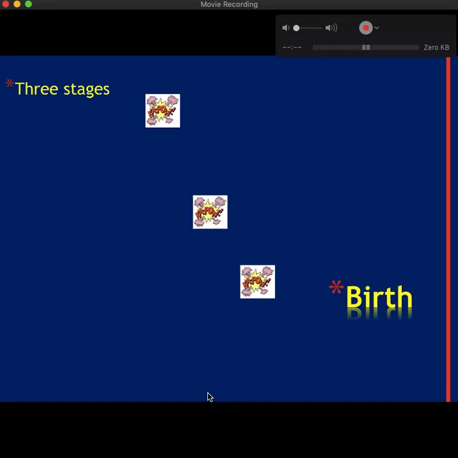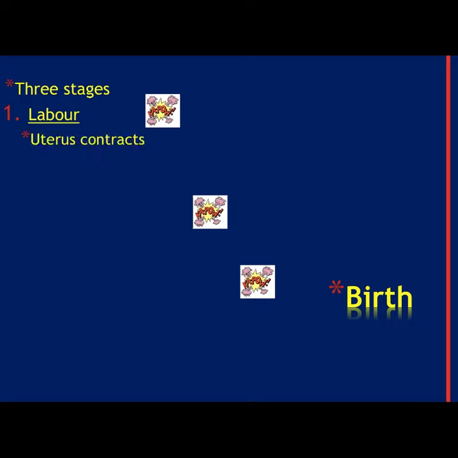So, our 3 stages of birth. Stage 1, the uterus contracts, the cervix dilates. Again, dilates just means to get bigger. If you've ever eaten Dairylea triangles, cheese triangles, well, one of those boxes is 10 centimeters, and that's how much the cervix dilates. Once the female is at that point, they are allowed to push.